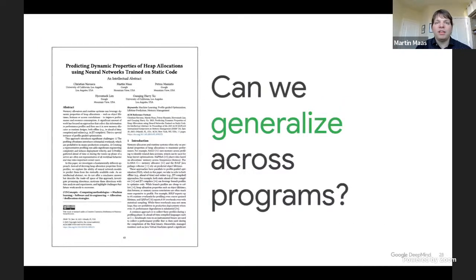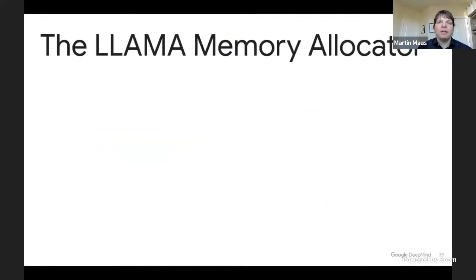We also had a paper recently where we looked at this a little more holistically and asked, can you actually generalize across programs as well? It's a similar problem, but it's a lot harder. Once we can make these predictions about which objects are long and short-lived, we can start building this into a memory allocator. This is something that we published in ASPLOS 2020.